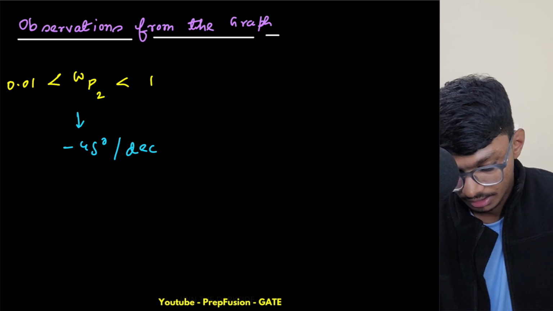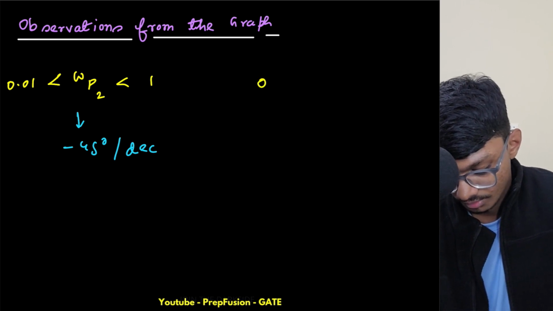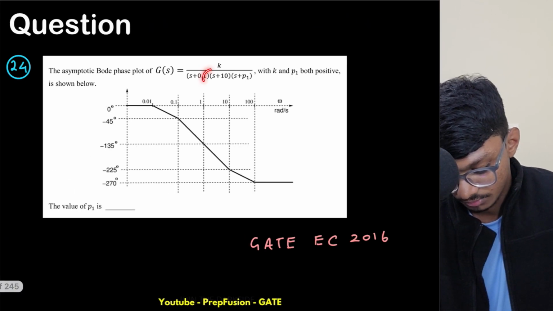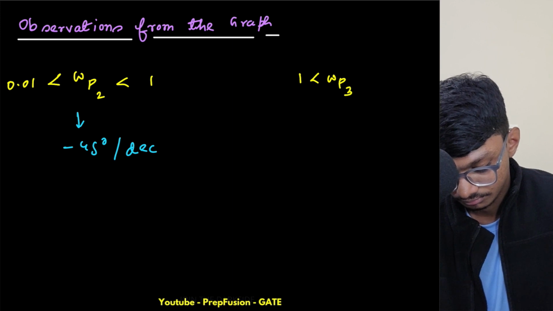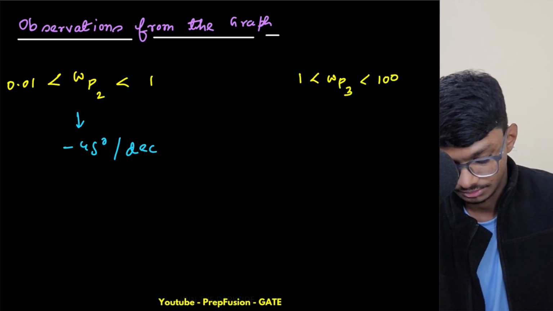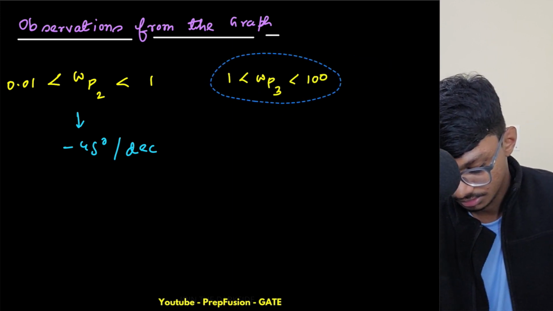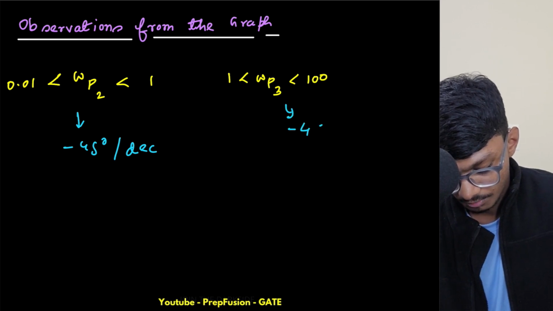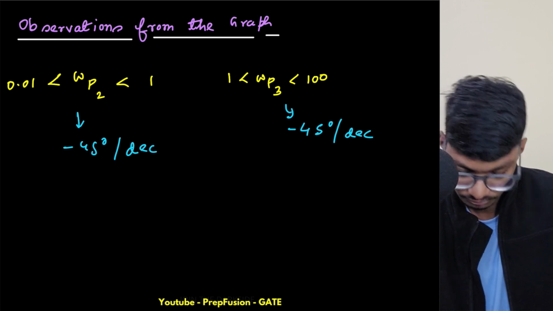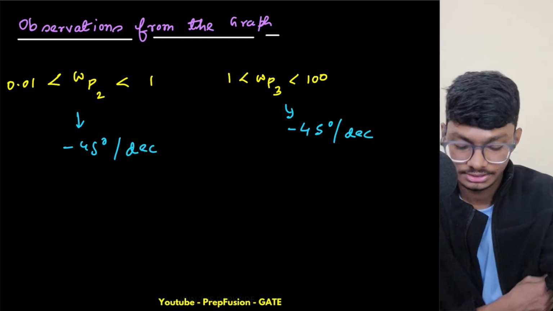And due to this other pole, the range will be 1 to omega P3, 100. This will be another minus 45 degrees per decade. So these are the ranges.